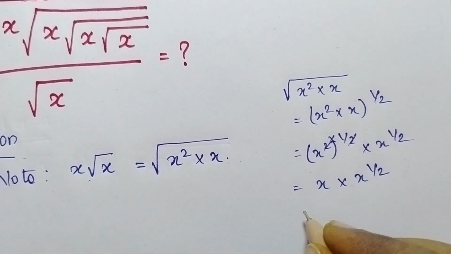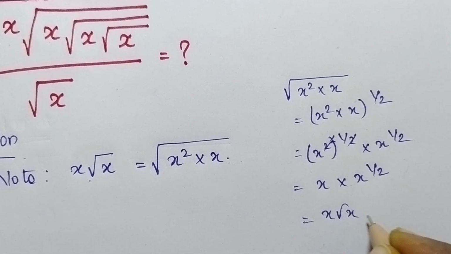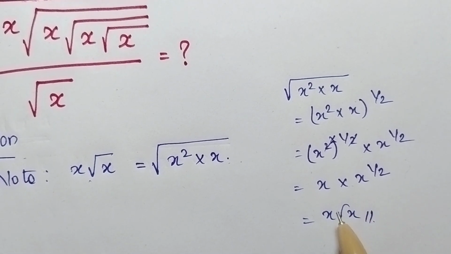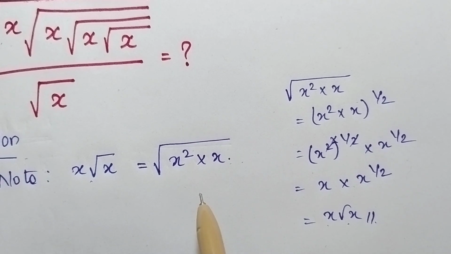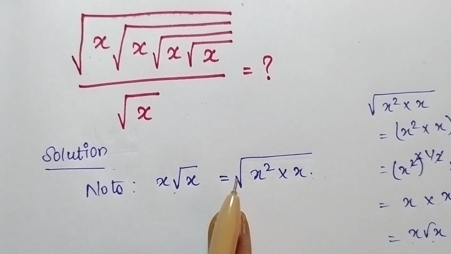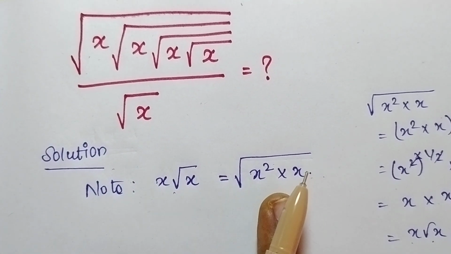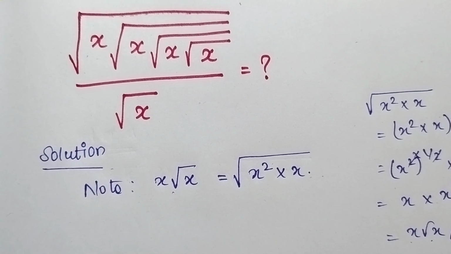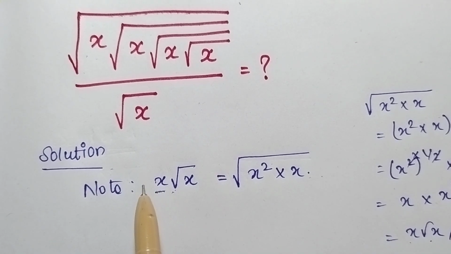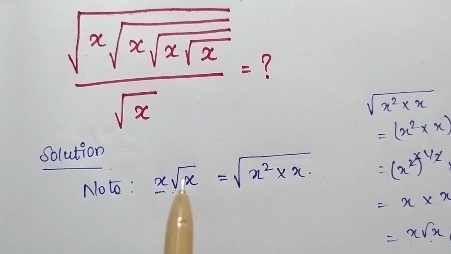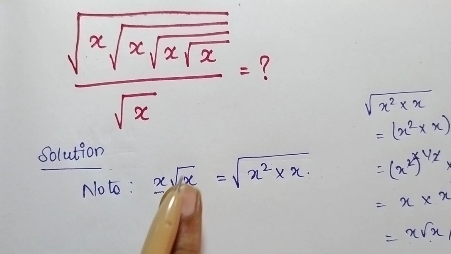So x power 1 by 2 can also be written as root x. So we get it right. Therefore, x root x can also be written as root of x square into x. This is the important rule. Just apply this trick throughout this problem. We are squaring this digit and taking this root common. Just apply this here.